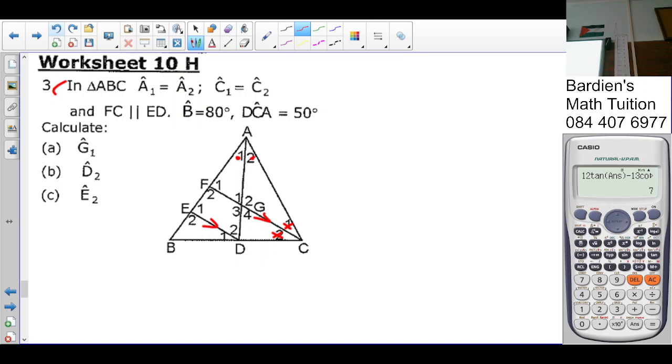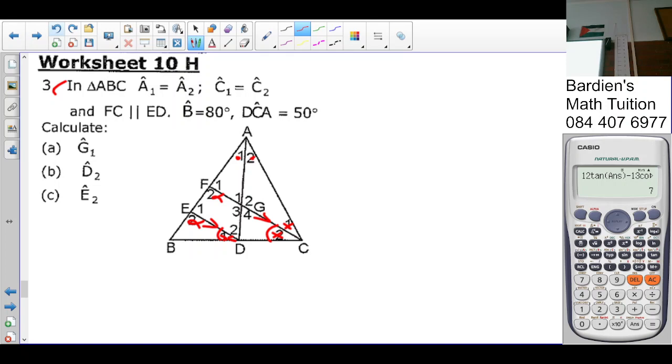Alternate angles are equal, corresponding angles are equal, and co-interior angles are supplementary. So this angle will be equal to that angle, corresponding angles. Can you see that? This angle is equal to that angle, corresponding, and so on. Okay? So that is also an X here, and there's different angles here.